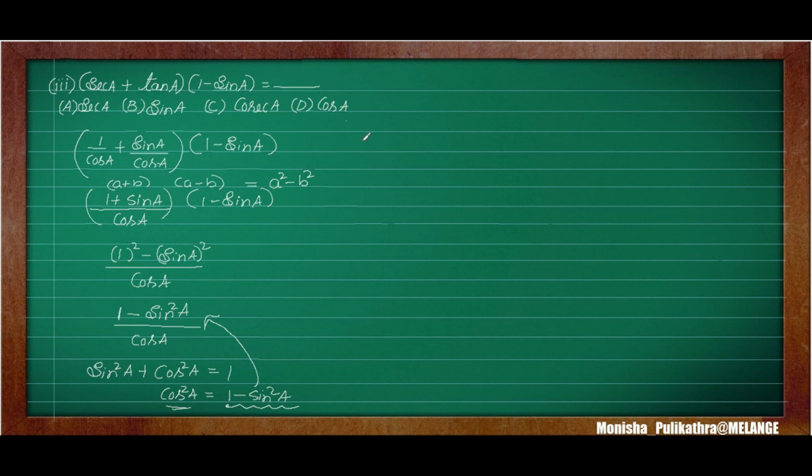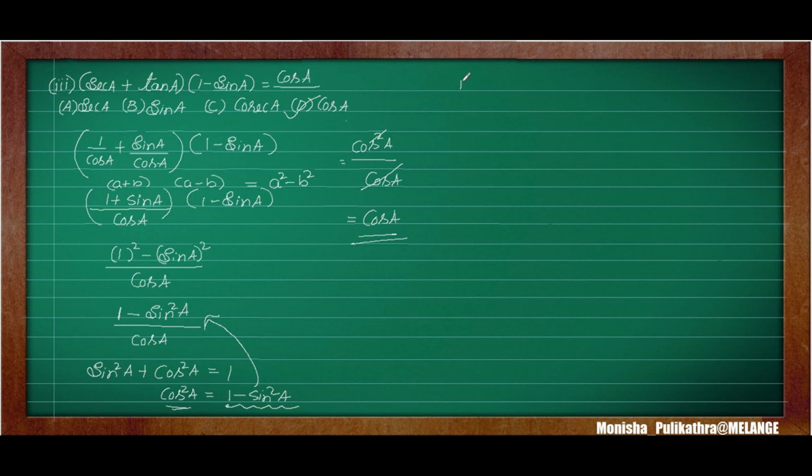So cos square A divided by cos A. Instead of 1 minus sin square A, I have substituted cos square A here and the denominator is cos A. Cos A into cos A is cos square A, so I will be cancelling one cos A here. The remaining will be cos A. So the answer is the fourth one, D option, that is cos A.